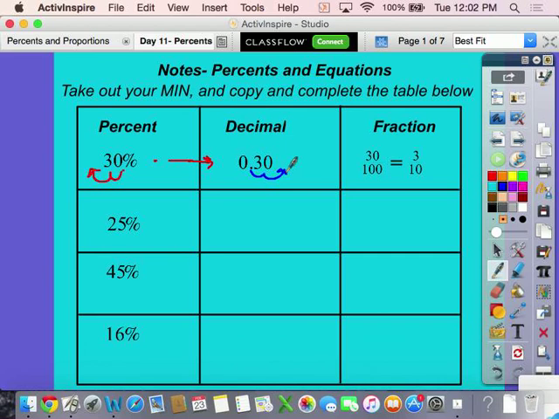So 30 hundredths as a fraction can be written as 30 over 100, which we always want to then reduce to lowest terms, 3 tenths. What I'd like for you to do next is to pause the video, take a moment to copy and complete this table here. So press pause, and when you're ready, you may go on.